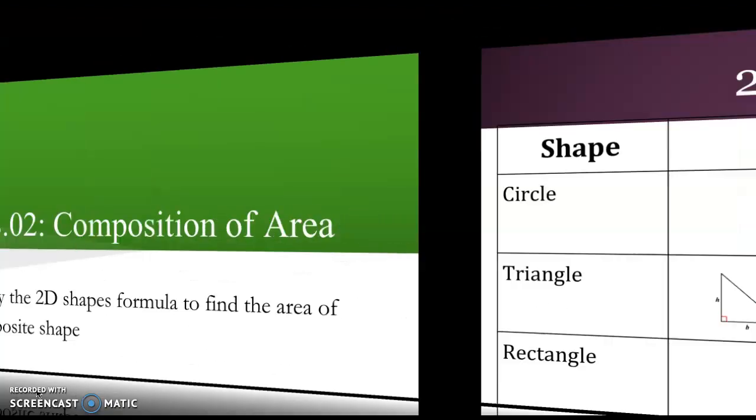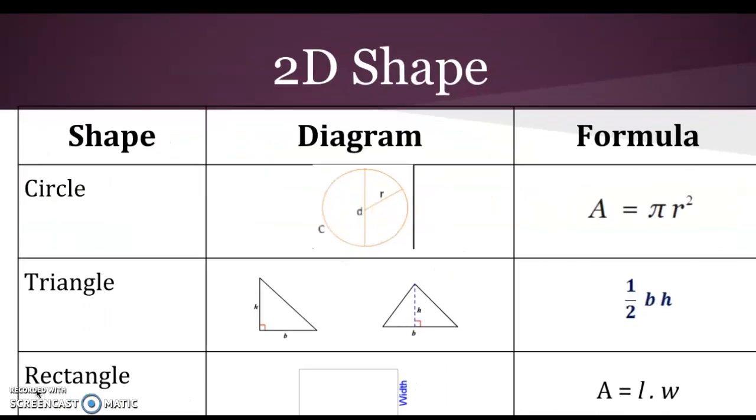The first thing you're going to copy today in your notebooks are these basic formulas. So the area of a circle is pi r squared. The area of a triangle is half base times height. The area of a rectangle is length times width. So please go ahead and pause the video if you need to copy these.